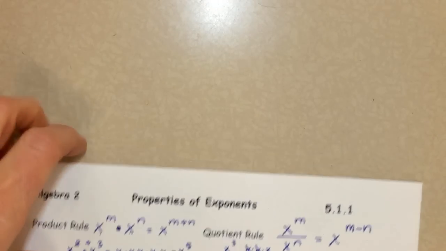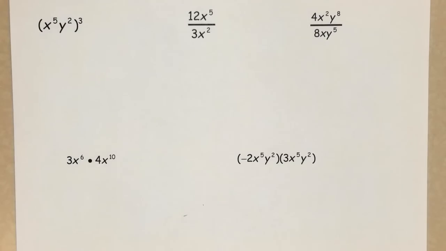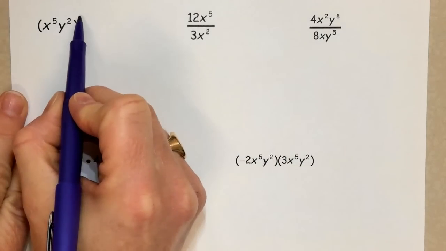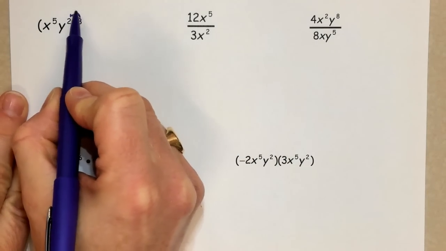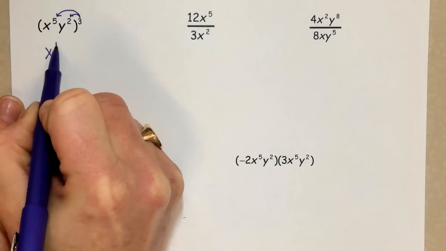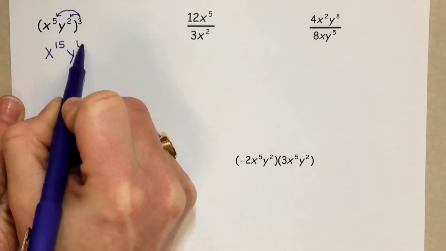What if they're not quite so basic? If there's more than one thing in that parenthesis, remember to multiply all the exponents. So x to the 15th, y to the 6th.